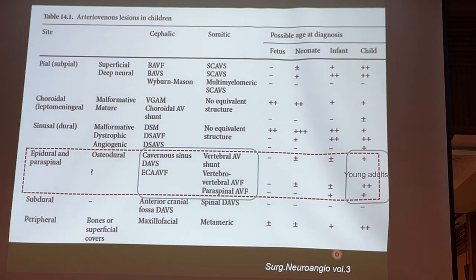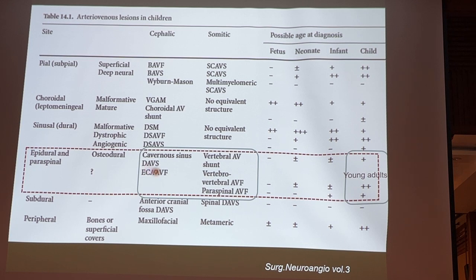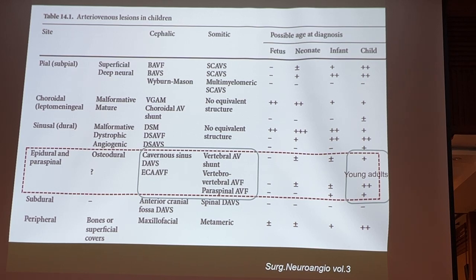Pierre put this into his book in the group of epidural and paraspinal, in the cephalic and somatic levels, and we don't see much in younger children. We see it in grown children and young adults mostly.